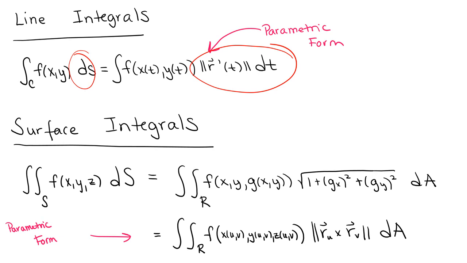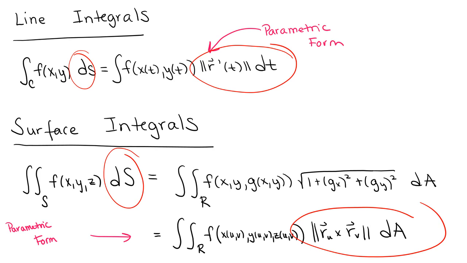That's how we computed our line integrals in parametric form. And so it's nice to see the comparison when you're doing a surface integral in parametric form. That big ds turns into a magnitude of that cross product, ru cross rv, dA. So that's kind of similar.